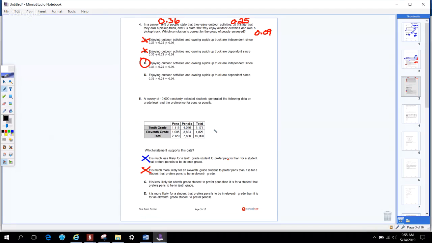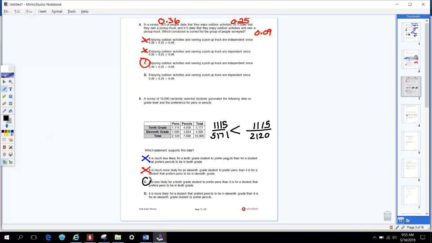Next. It's less likely for a 10th grade student to prefer pens. So there's 5,171 10th graders who prefer pens. And it says it's less likely than a student that prefers pens, 2,120, to be in 10th grade. And in this case, that's correct.